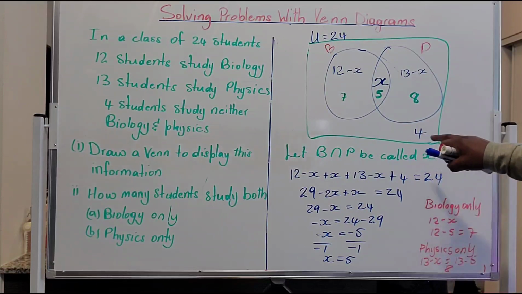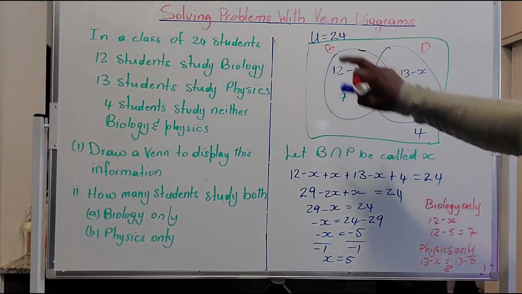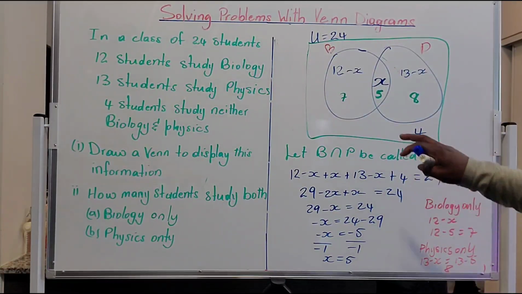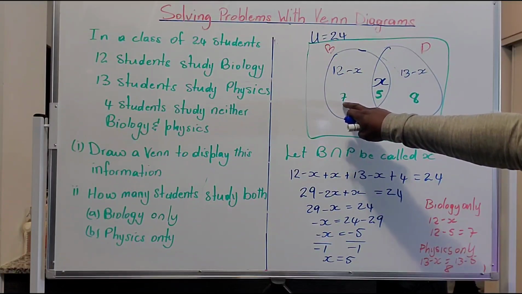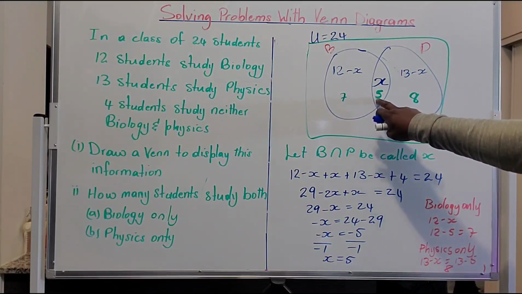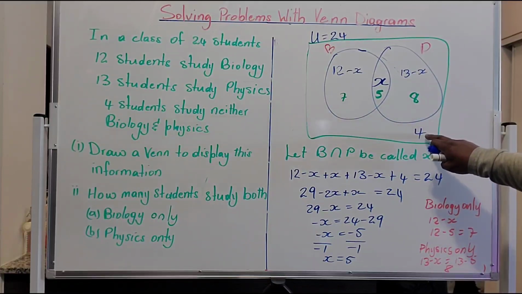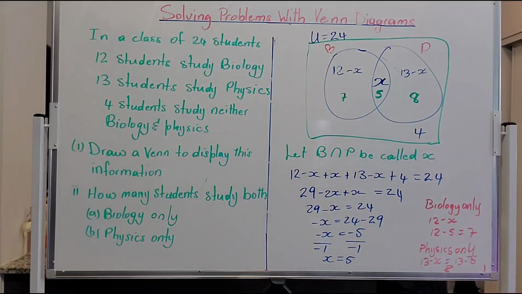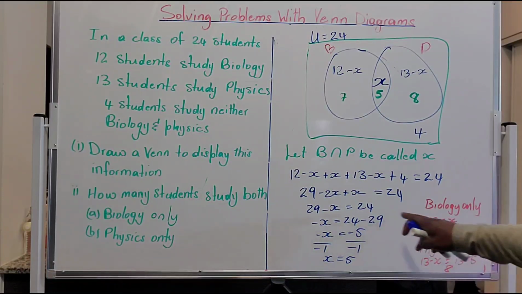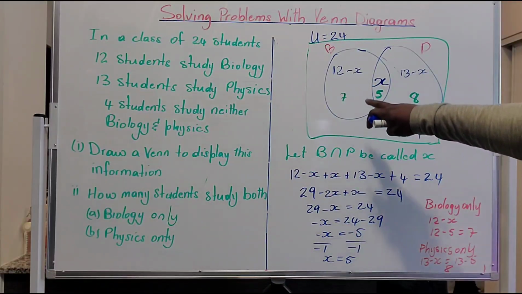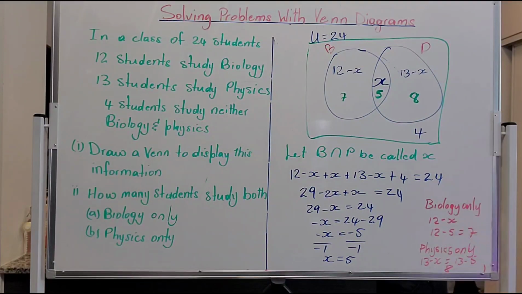And when we add our values, we should account for 24. So let us prove our answers. 7 plus 5 will give us 12. 12 plus 8 will give us 20. 20 plus 4 will give us 24. So we'd have actually demonstrated our information using the Venn diagram.